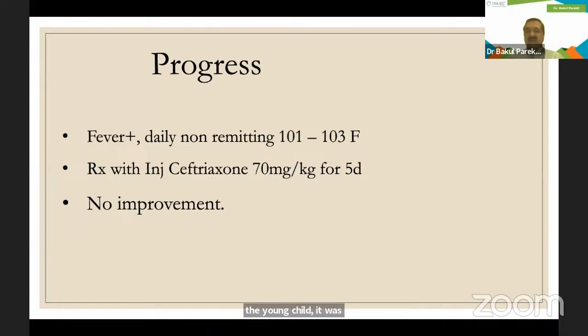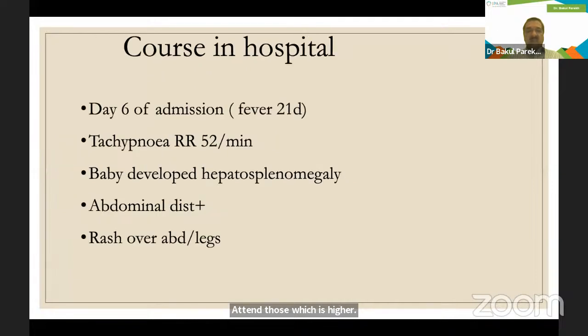But since there was otitis in a young child, which was significant with high fever and non-vomiting, the child was admitted and was given injection ceftriaxone at a higher dose, but there was no improvement. And now on day 6, that is day 21 of fever, the child developed tachypnea, and also hepatosplenomegaly, abdominal distension, and rash over the abdomen and legs.